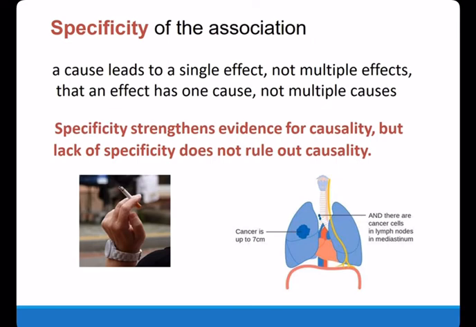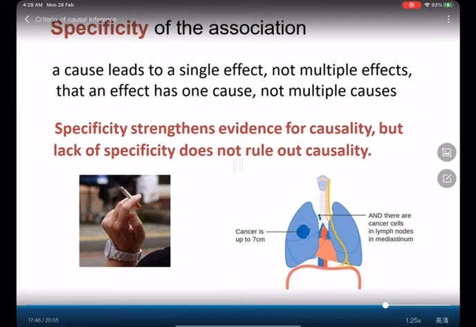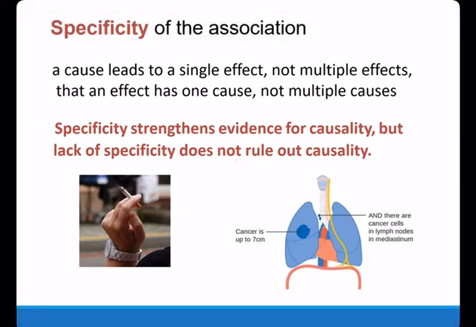Specificity means that a cause leads to a single effect, not multiple effects, and that an effect has one cause, not multiple causes. Specificity indicates that a single exposure is associated with only one disease. Specificity strengthens the evidence for causality, but the lack of specificity does not rule out causality. For example, the association between smoking and lung cancer is not specific because the causal factors of lung cancer are not merely smoking. However, we cannot deny the causality between smoking and lung cancer because of the existence of other evidence.